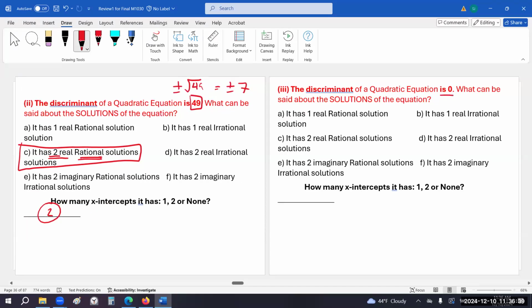The next one, we have 0. So we have plus minus square root of 0. That gives us simply 0. Whether you add 0 or subtract 0, it doesn't matter. You have 0. We have one solution that is real. And is it irrational or rational? Rational, because we simplified the square root. If we can simplify, it's rational. If we cannot, it's irrational. So we have one real solution. How many x-intercepts? 1.